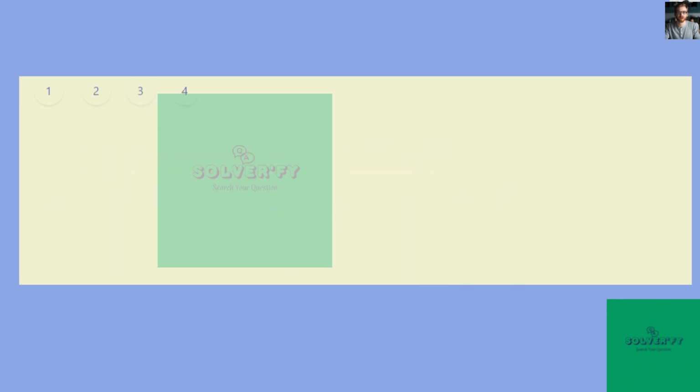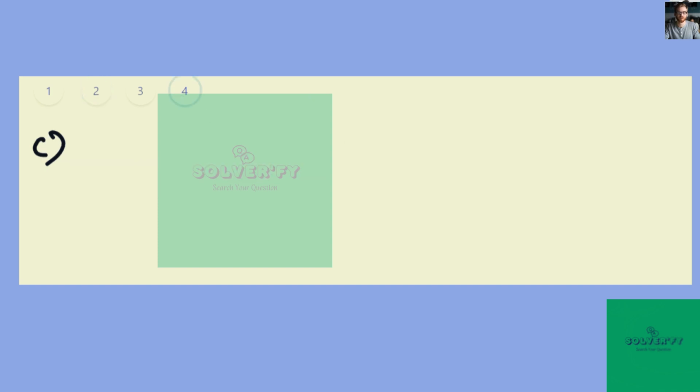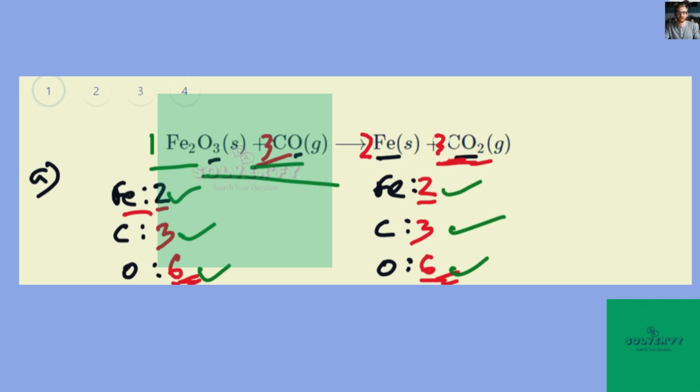Now in the third part of this problem, we have to find out how many grams of Fe and how many grams of CO2 can be formed from 0.350 kg of Fe2O3. Second, we have found the number of moles of 0.350 kg of Fe2O3, which is 2.192 mole. So we have to find out how many mole of Fe and CO2 can be formed from this much mole of Fe2O3, and from there we can find out how many grams of each of them will be produced. So first we'll find out how many moles of Fe will be produced.